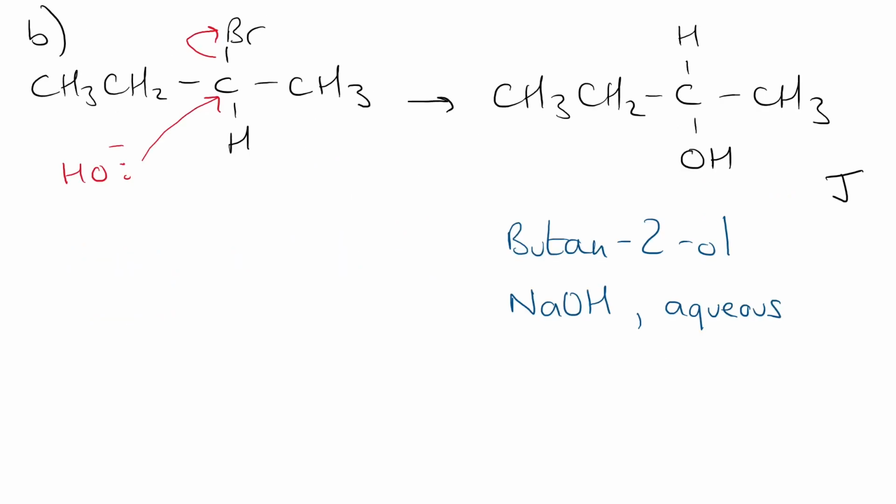Compound J is an intermediate in between 2-bromobutane and butanone. So going from a halogen alkane to a ketone, it's going to be an alcohol. And to make butanone, you've got to go from a secondary alcohol, butan-2-ol. And to make that from 2-bromobutane, you need sodium hydroxide aqueous to do a nucleophilic substitution, making butan-2-ol.